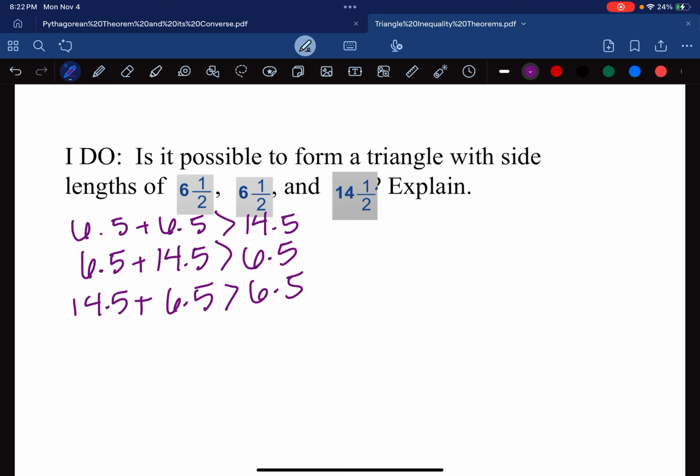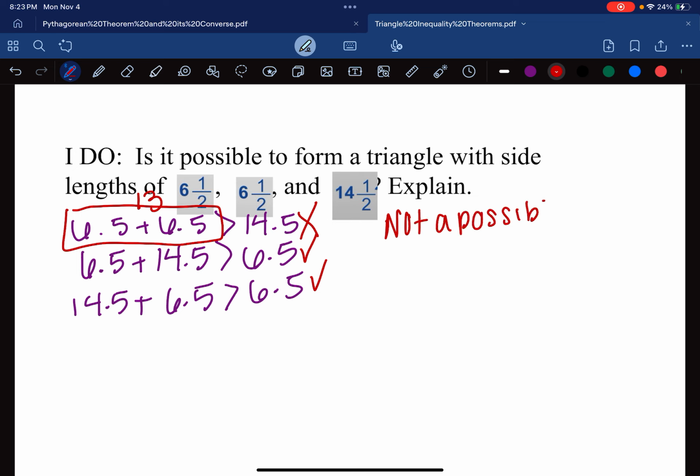I plug all of these in the calculator. 6.5 plus 6.5 is 13. 13 is not greater than 14.5, but the other two do work out. But it's still not a possible triangle because 6.5 plus 6.5 is not greater than 14.5.